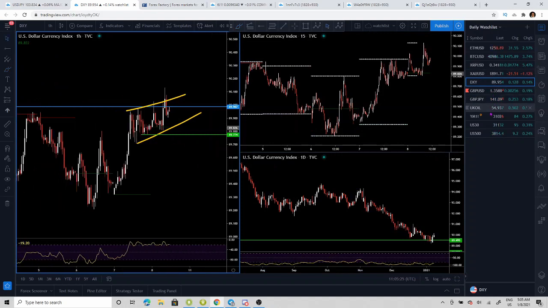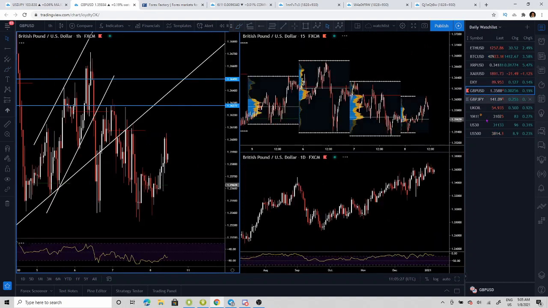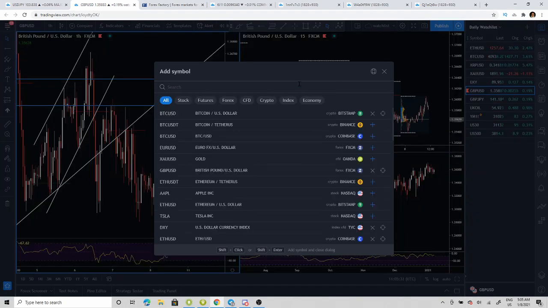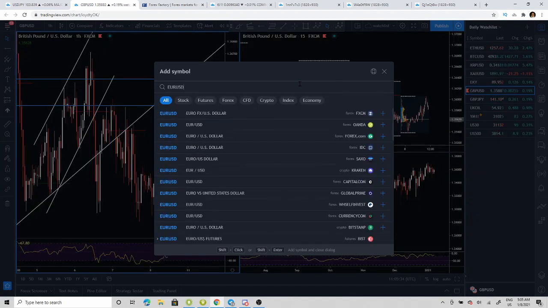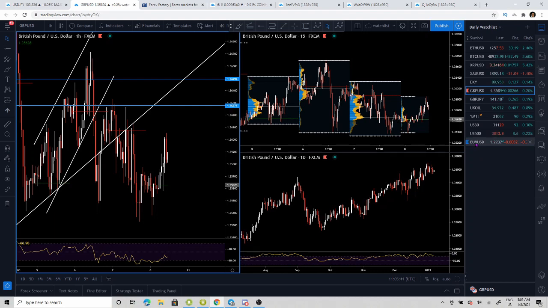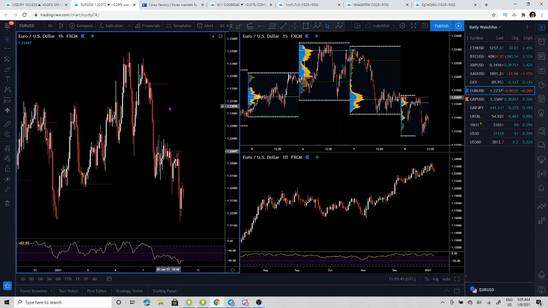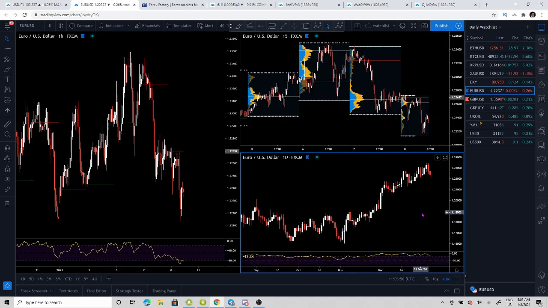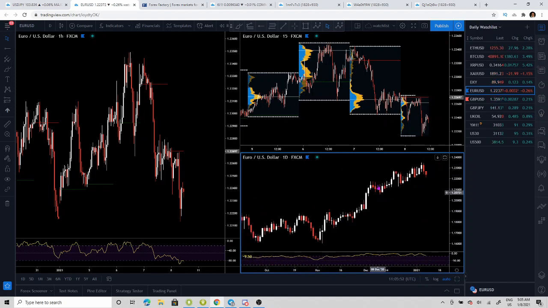Now, having said that, why don't we have a look at the GBP, at the euro US dollar, right? So I'm going to add the euro US dollar here to the daily watch list. And we are going to have a look at it, right? The euro versus the US dollar has been moving down from the highs. And the thing about the euro versus the US dollar, if you look at the daily chart right here, it has been quite choppy. This move to the upside has been quite choppy.